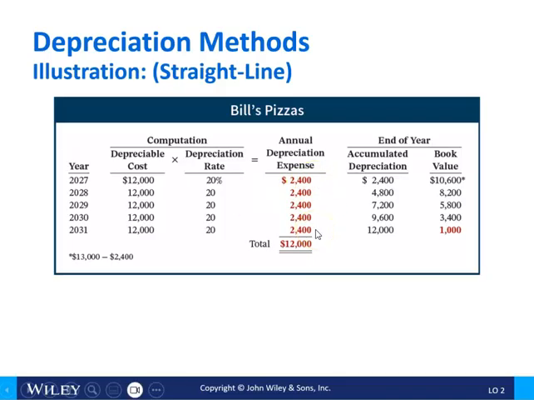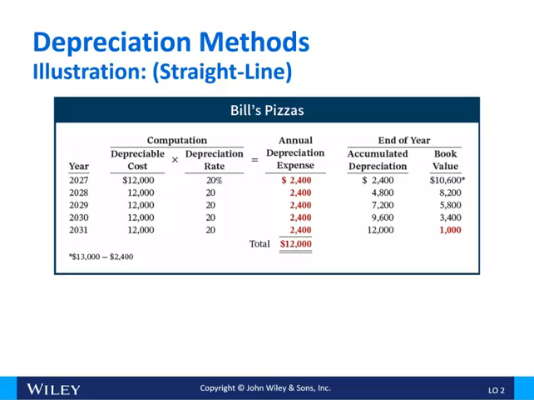2,400 is the annual depreciation. If we do it for 5 years, we're going to get 12,000, which is the depreciable cost. Okay, and then accumulated depreciation is shown. Our book value is going to be our cost, 13,000, not our depreciable cost, our cost that we have on the assets, the 13,000, less the accumulated depreciation.